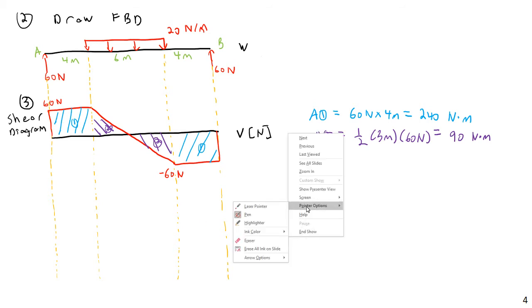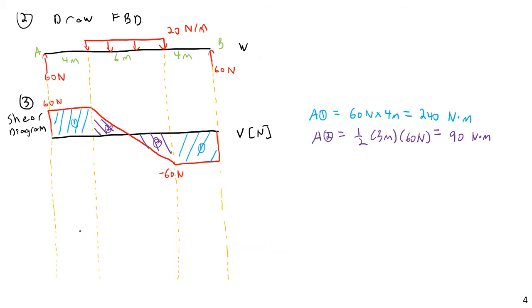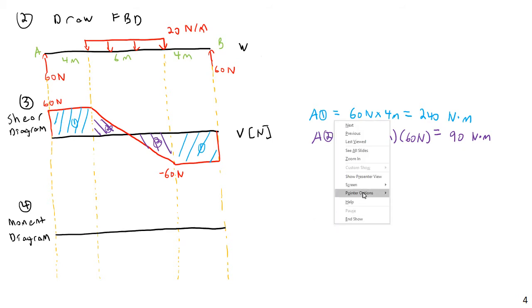And then finally, step 4 is the moment diagram. I think I'm going to put another trace line because I have two different areas here. I'm going to put a trace line from this 0 point. Because if you think about it, from here, this area here is going to make the moment more positive. This is going to make it more negative.